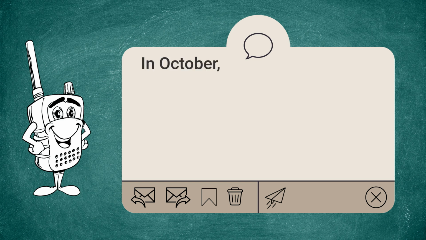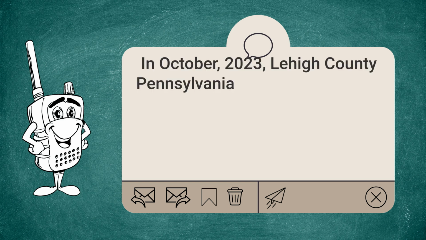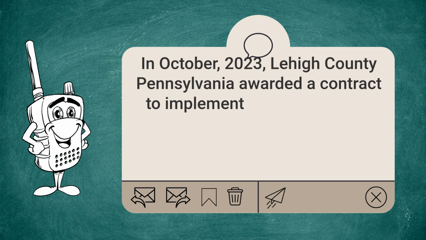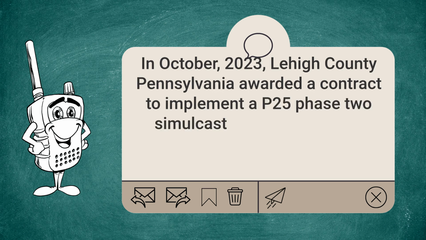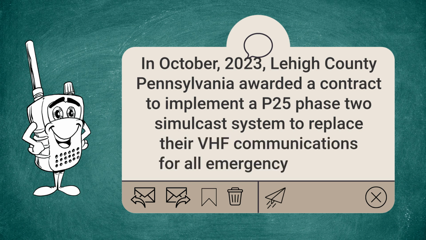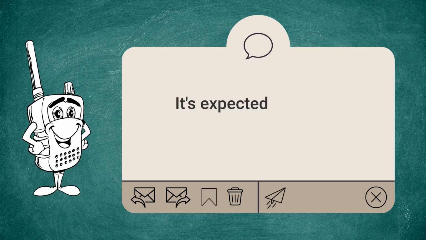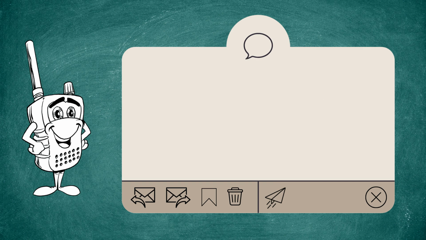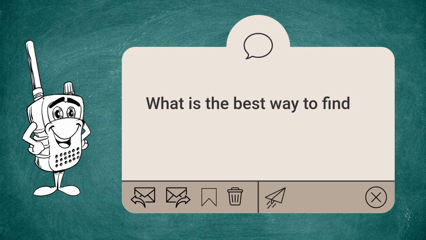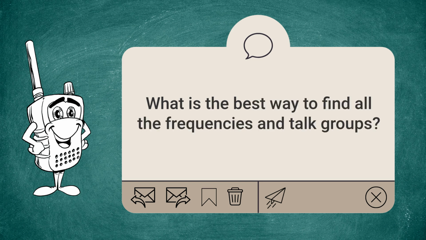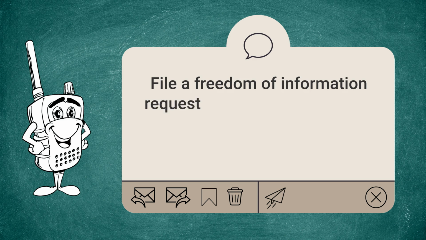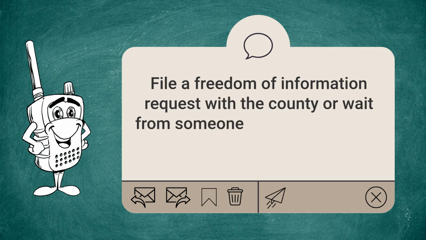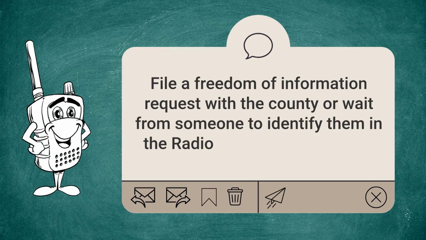All right, our next question comes in from Ray. And Ray writes, in October 2023, Lehigh County, Pennsylvania awarded a contract to implement a P25 Phase 2 Simulcast system to replace their VHF communications for all emergency services. It's expected to go into service January 2026. What is the best way to find all the frequencies and talk groups? File a Freedom of Information request with the county, or wait for someone to identify them in the RadioReference database?